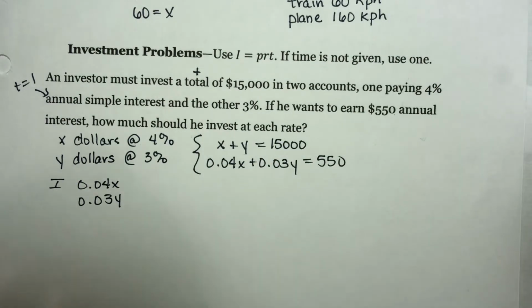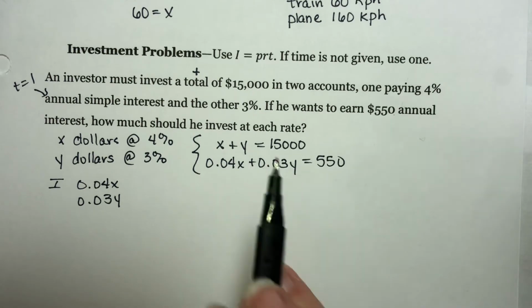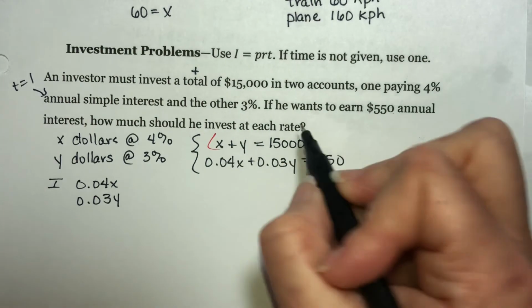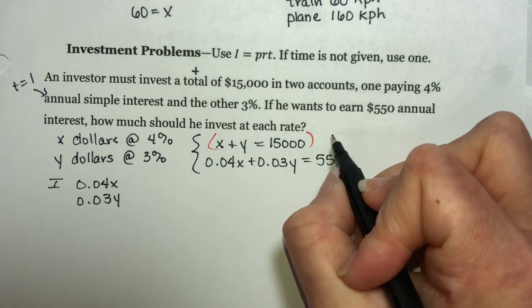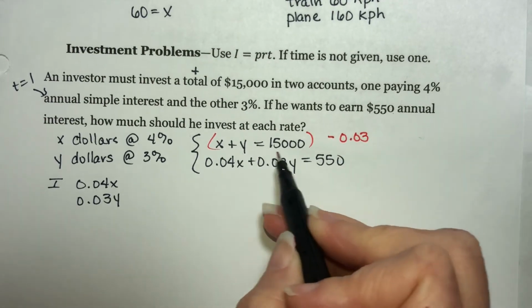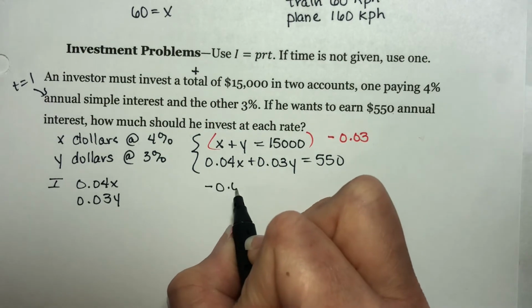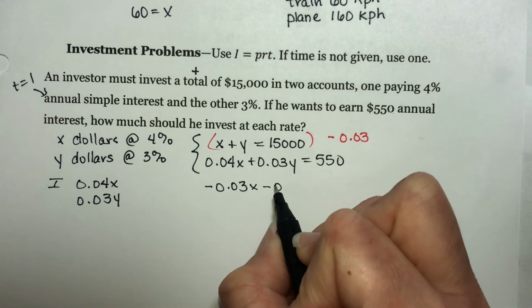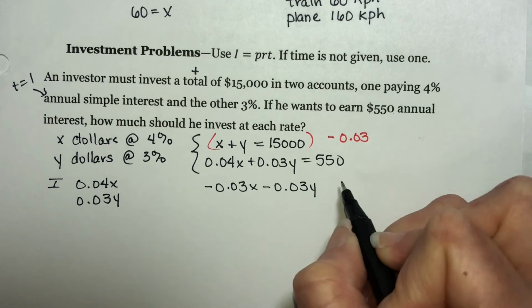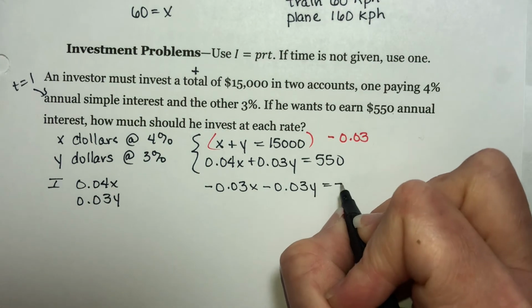Okay, this is probably easiest to set up using elimination. And let's just say I'm going to get rid of y. I didn't leave myself a lot of space on the left, so I'm going to write it this way. I'm going to multiply everything by a negative 0.03. That will give me what I need to get rid of y here. So when I multiply by that, I get negative 0.03x minus 0.03y is equal to 15,000 times negative 0.03, which will give me a negative 450.